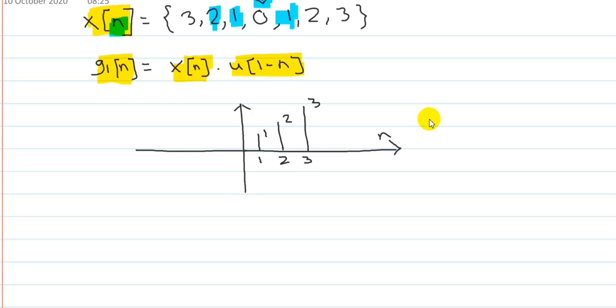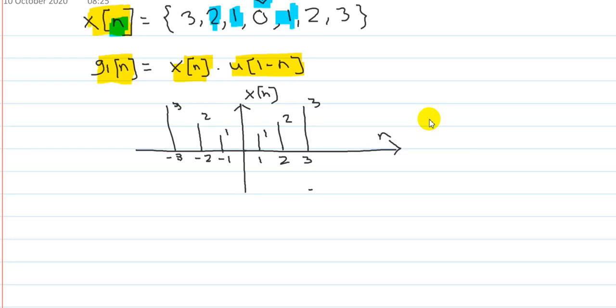And similarly on the negative side, at minus 1, I have 1 here. At minus 2, I have 2 here. And at minus 3, I have 3 here. Okay, so this is our signal x of n. Let me write it here. This is your signal x of n.